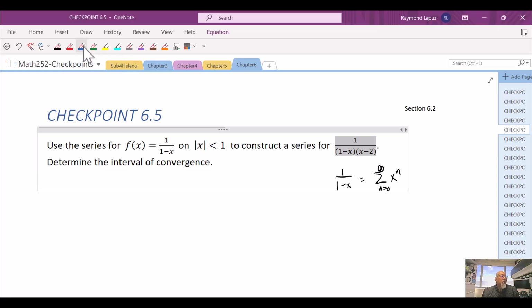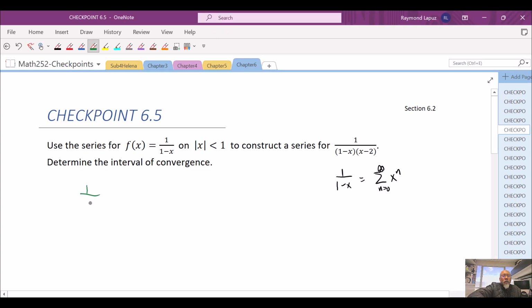So that means we're going to need to use partial fraction decomposition so that we can break this up into two smaller fractions. We have 1 over (1 minus x) times (x minus 2), and that's going to equal a constant a over 1 minus x, and then another constant b over x minus 2.